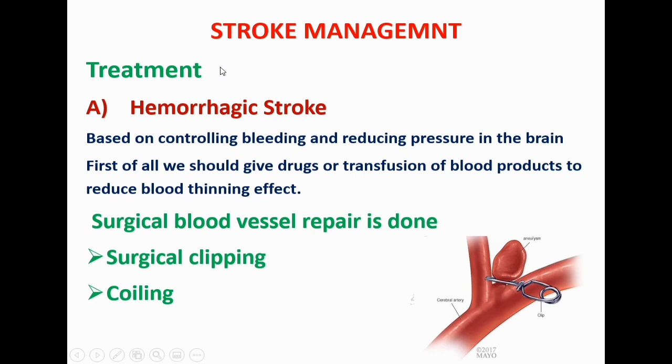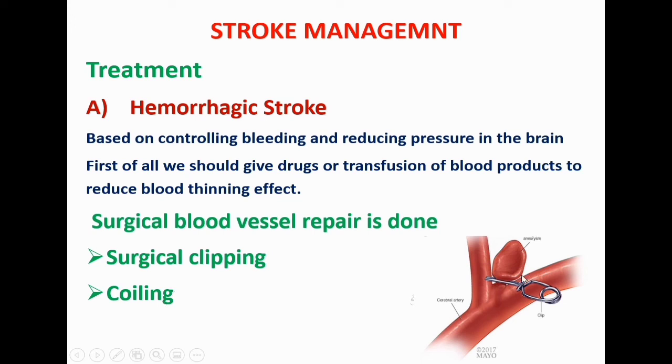So, treatment of the hemorrhagic stroke. Our main aim in the treatment of hemorrhagic stroke is to control the bleeding and to reduce the pressure in the brain. So we can use medicine which reduces the thinning effect of the blood. We can also do transfusion of blood products, and thus reduce the blood thinning effect. We can also surgically repair the ruptured blood vessel by two methods. One is the surgical clipping method and the second one is the coiling method.